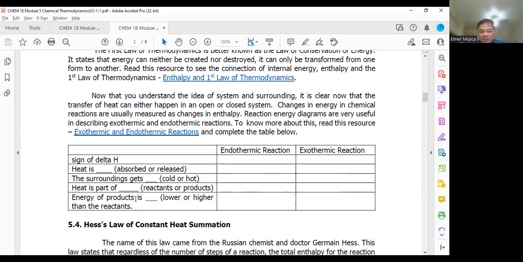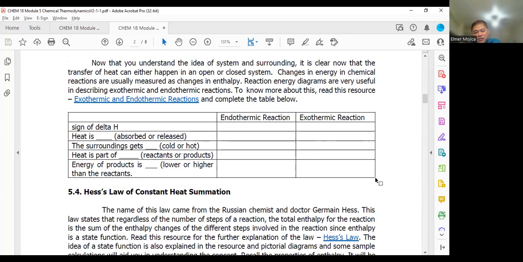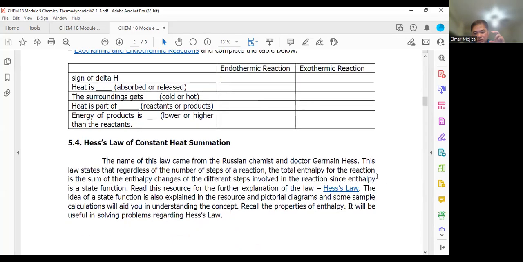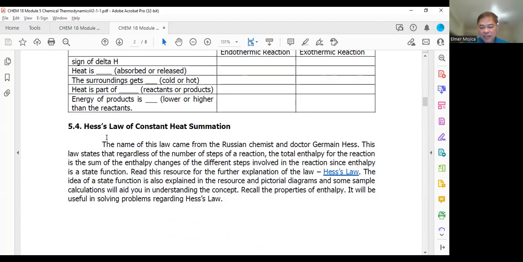And then the energy of the products in endothermic is higher than the reactant. For exothermic, the energy of the product is lower than the reactant. Usually this minimum is what you answer in the questions there. The lecture is really just additional discussion. So if you're going to look at the video, maybe some of the topics there are not included. So you just look at the one that has the topic that you have here.